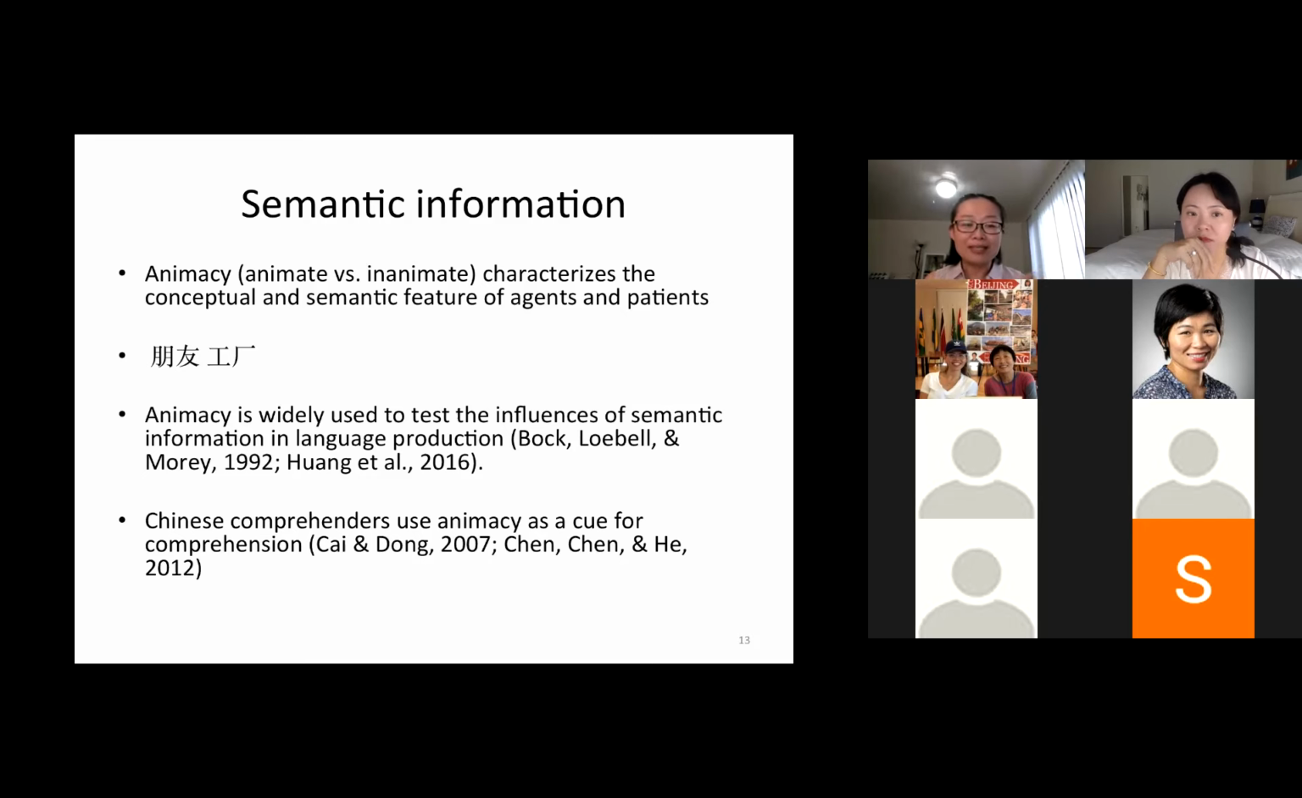Animacy is widely used to test the influences of semantic information in language production, and studies on Chinese also found that Chinese comprehenders use animacy as a cue for comprehension. So that's why we use semantic animacy as semantic information to test whether the syntactic representation is independent of semantic information. So to answer these three questions, we designed one study.